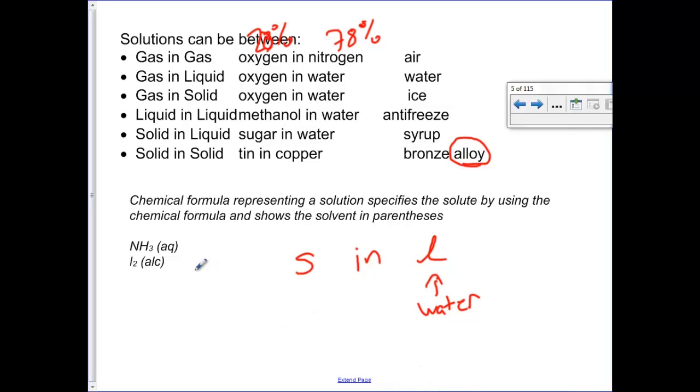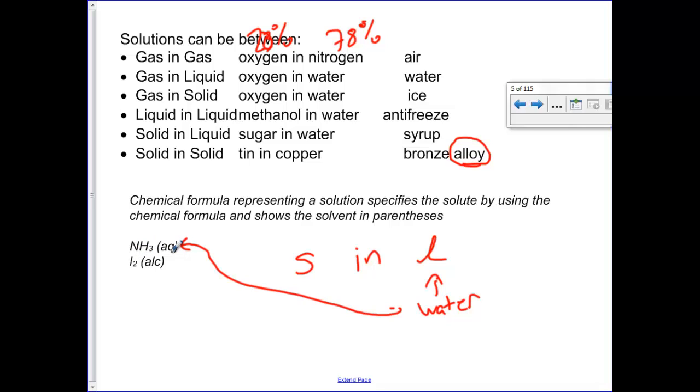And we've already started doing that. We use this little symbol right here, AQ. You guys remember what AQ stands for? Good, aqueous. I think that's Latin based for water, something like that, right? So aqueous means that this NH3, what is NH3? Ammonia. This means that your ammonia has been dissolved in water.